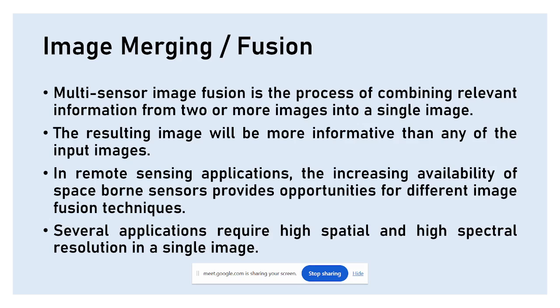Whatever we do in this image merging or fusion, the result will be more informative than the individual input images. As an example of why this is needed, if you have two images of different resolution of the same area, like wherever you are staying, your house area, and they are taken almost at the same time, individually they may not be very useful, but if you combine them, you might get some information out of it.